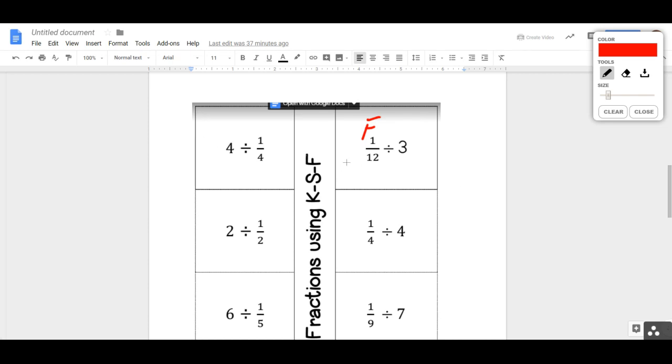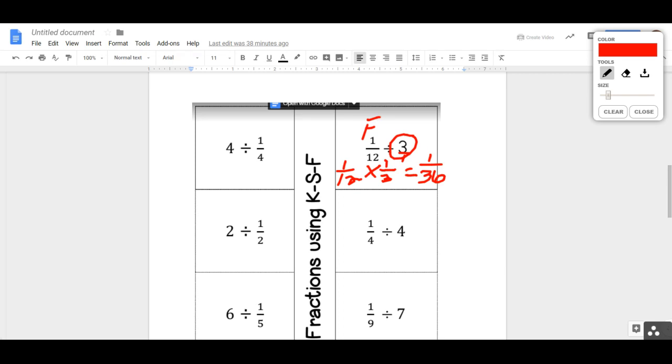So we're going to keep 1/12. We're going to switch the division symbol to a multiplication symbol. Now, right now, this is 3 over 1, because if I divide 3 by 1, I still get 3. But I'm going to flip this, which is called the reciprocal, and I'm going to turn it into 1/3. Now, remember, if you start with the fraction, you have to end with the fraction. 1 times 1 is 1. 12 times 3 is 36. And that is your answer.